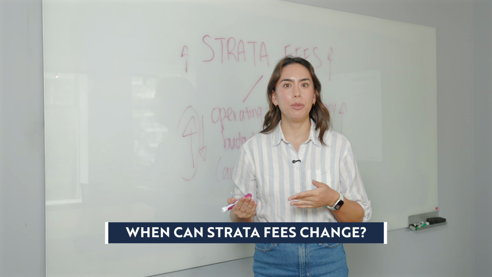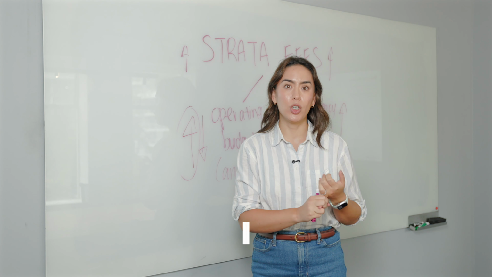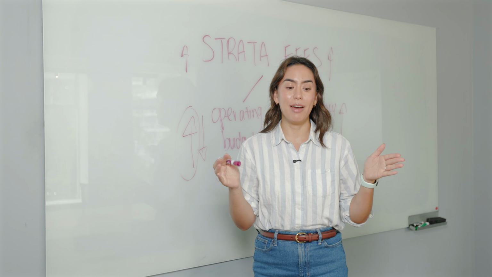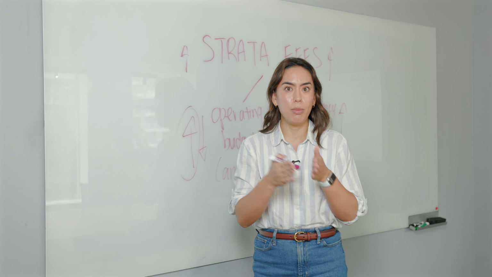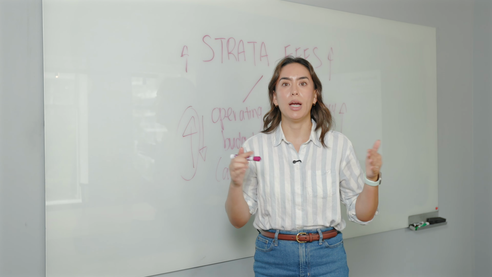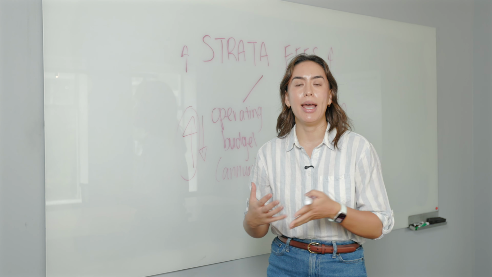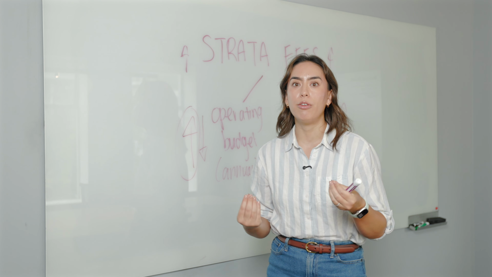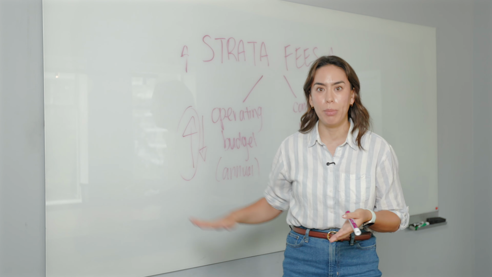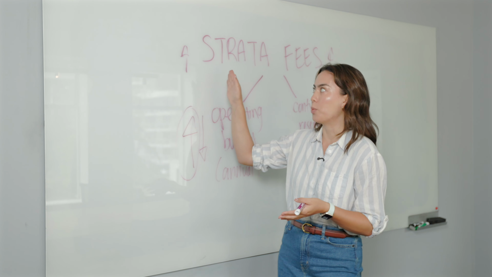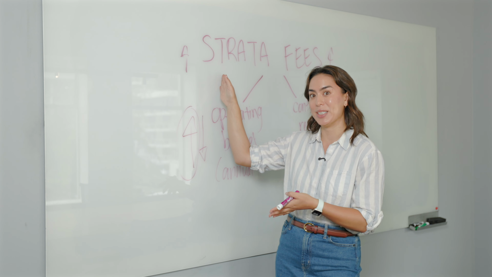So when can your strata fees change? Essentially, the strata fees that you're paying, as I said before, are going to be due on the 1st of every month, and then you're going to have a set payment every single month, the same fixed payment for a year. Now, your strata fees can change when the strata and the owners have a majority vote that approves the annual budget for the year that coincides with a potential strata fee increase, right?